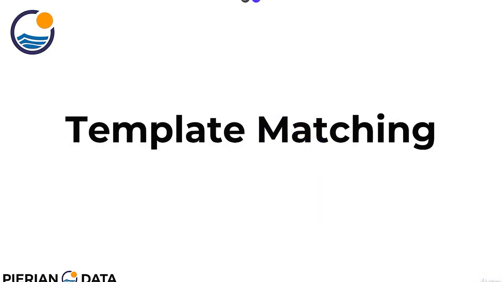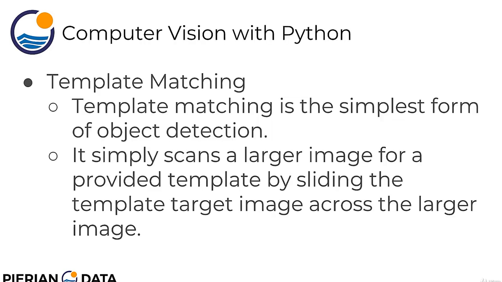Welcome back, everyone. In this lecture, we're going to go over template matching. Template matching is probably the simplest form of what you could refer to as object detection. All it does is it simply scans a larger image for a provided template by sliding that template target image across the larger image.